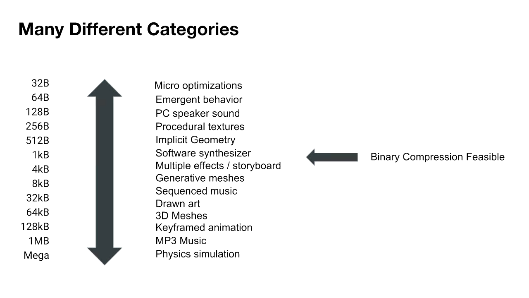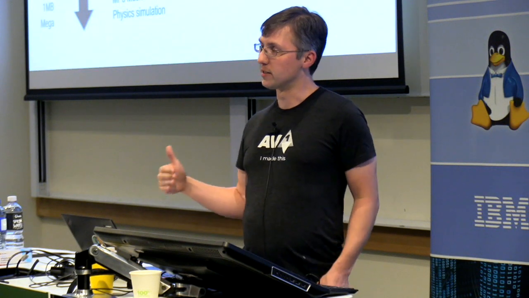What's interesting is that right around here, it becomes feasible to start thinking about compressing the binary. You now have enough space in your executable that you could have a payload and a decompressor, and that may actually get you more than if you just wrote it by hand. Where before you were doing these micro-optimizations, now you're thinking about how to write things that compress well.